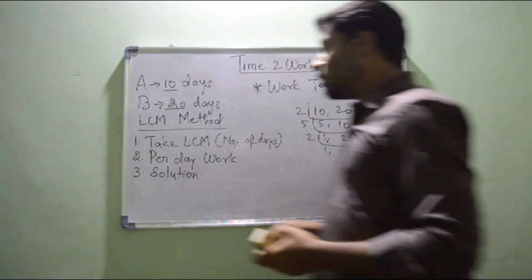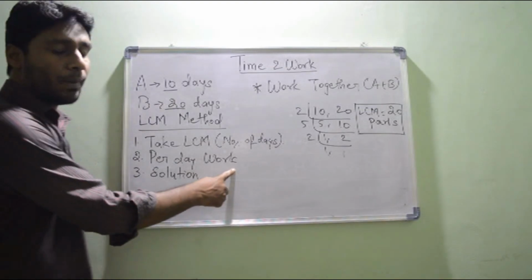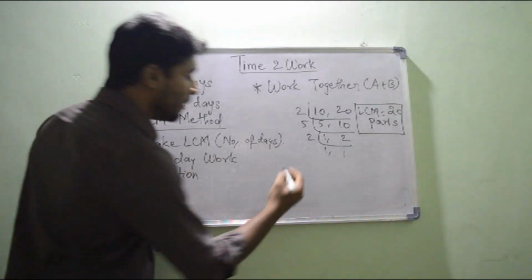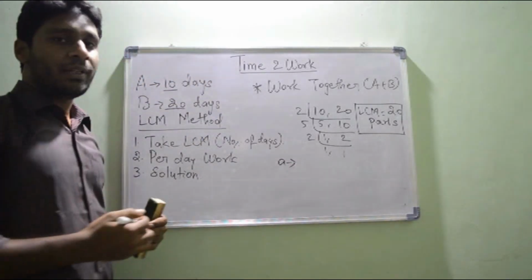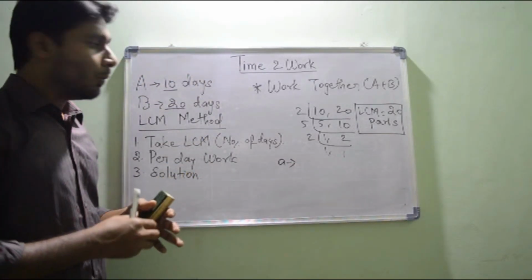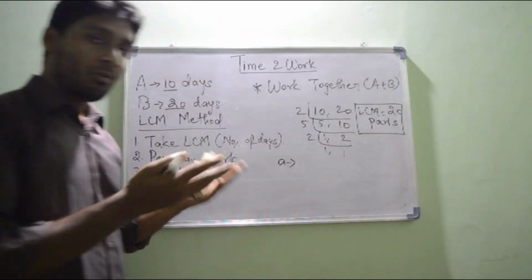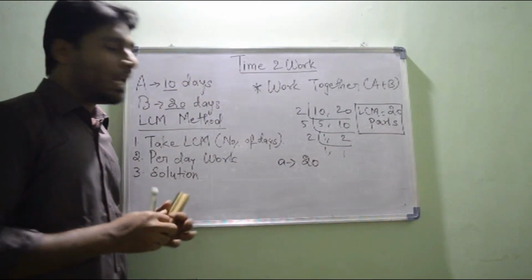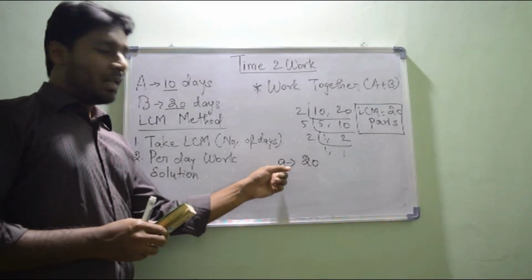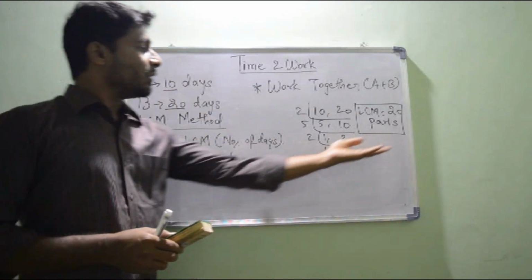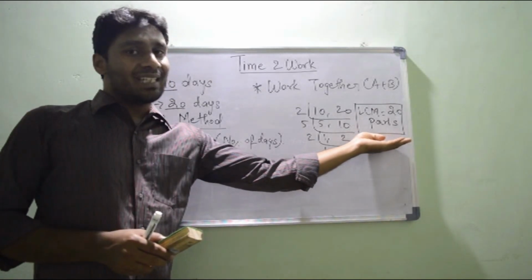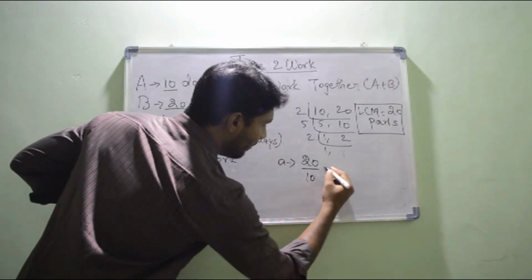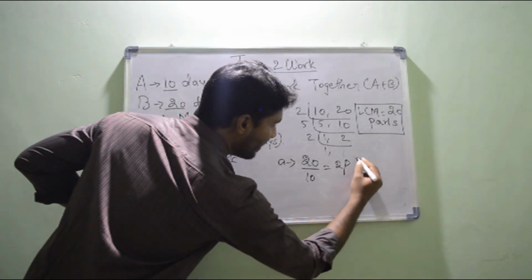And second, we have to find the per day work. Got it? Per day work means how much work they actually do in one day. To find the per day work, first go for A's value. What's the total work here? The total work is this 20, the common work. So simply take 20, and when this work is done by person A, how many days is he taking? A is taking 10 days, right? So this is my total work, and when the total work is done by person A, he takes only 10 days. So simply divide by 10. This is equal to 2 parts per day.